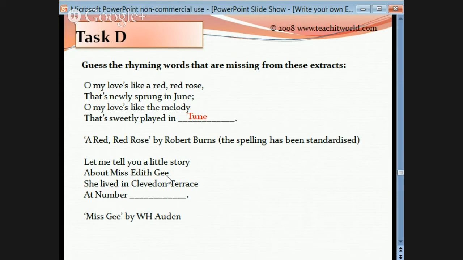Now listen to how the rhythm goes for this little poem. Listen to me say it. Let me tell you a little story about Miss Edith Gee. She lived in Clevedon Terrace at number 3. The rhyme is right, but not the rhythm. There's something wrong with the rhythm. Do you have any idea which would make this sound a little better?